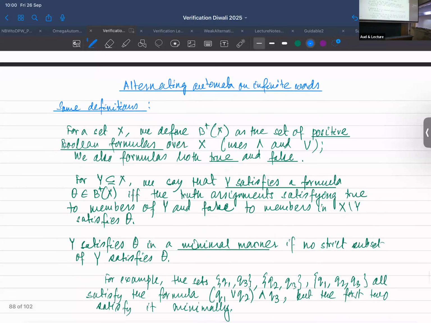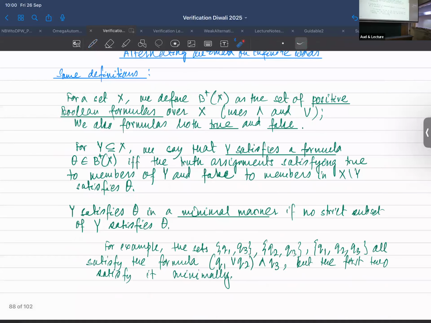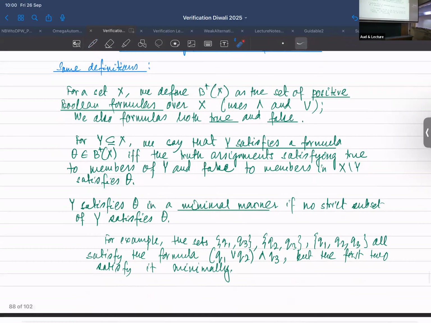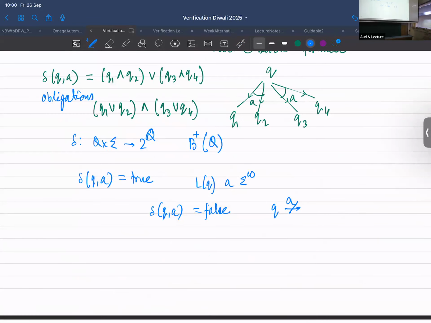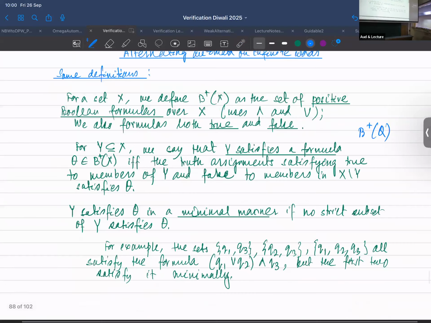So we say that Y satisfies a formula theta belonging to this B plus of X. In particular, we will be using B plus of Q, right? This is what we were seeing, right? Our variables, the X variables, are nothing but the states, correct? So that is what we are going to do.